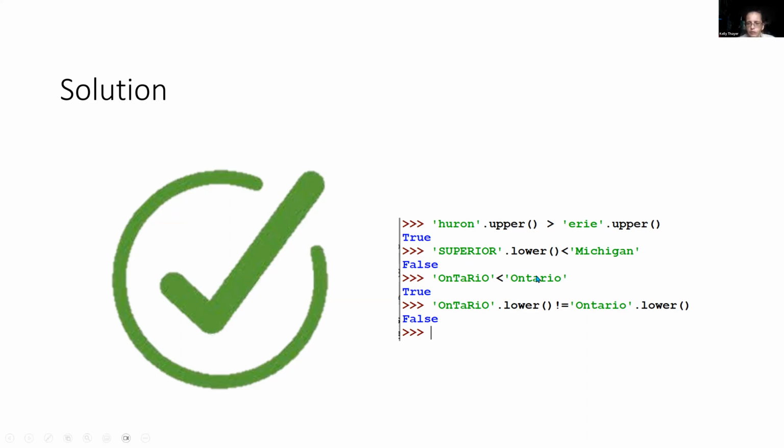Here we have Superior.lower, and is that less than Michigan? So we'll have lowercase s compared to capital M. So lowercase comes before capital M? We know capitals always come first. We can already say that one is false.